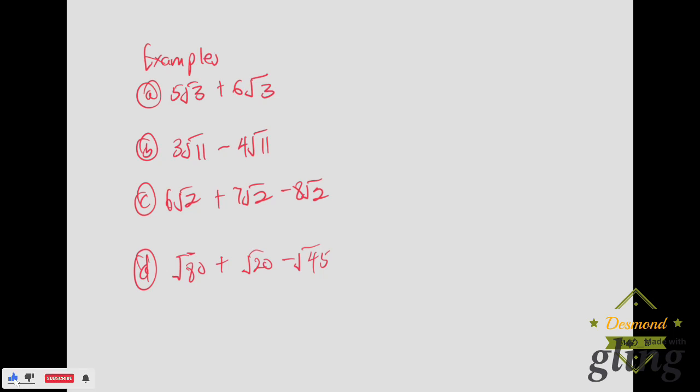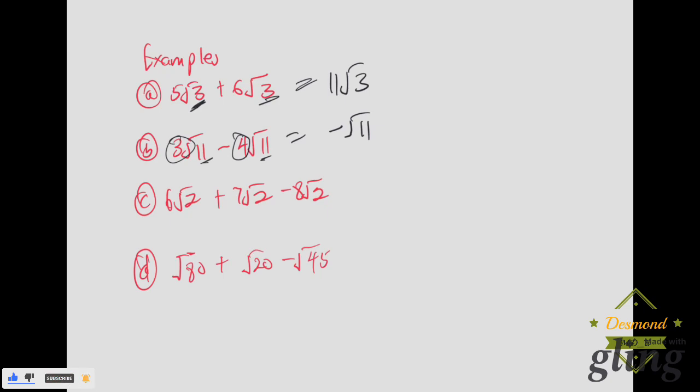So how do we do this? We have like terms, root 3, so we can just combine them. We just combine 5 plus 6 and we get 11, so 11 root 3. With this one too, we have like term 11, then 11. So we just subtract the 4 from the 3 and we get negative root 11, right?